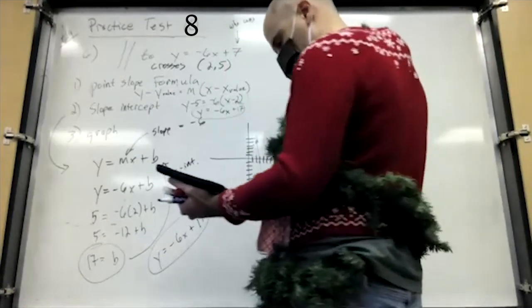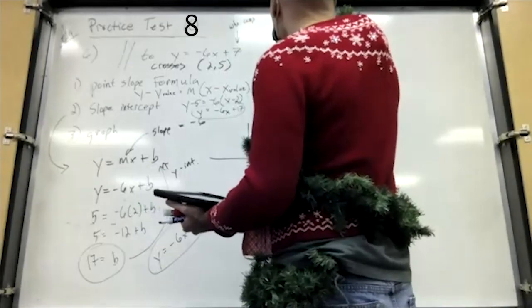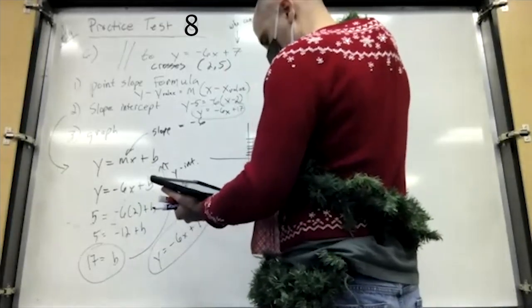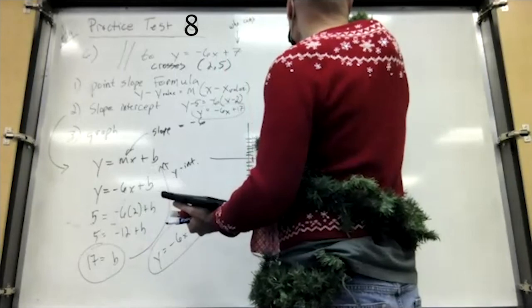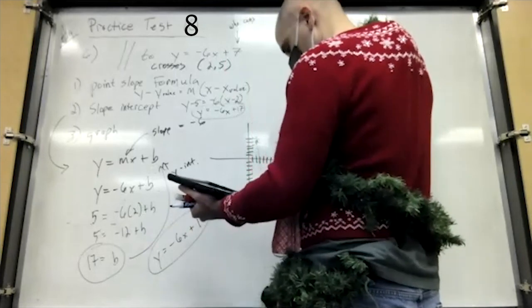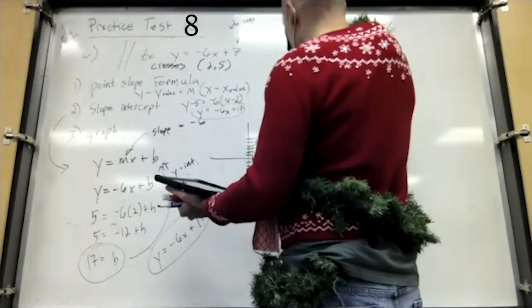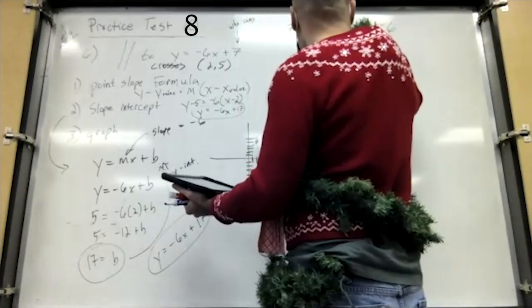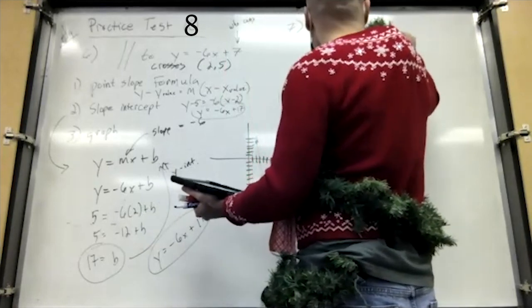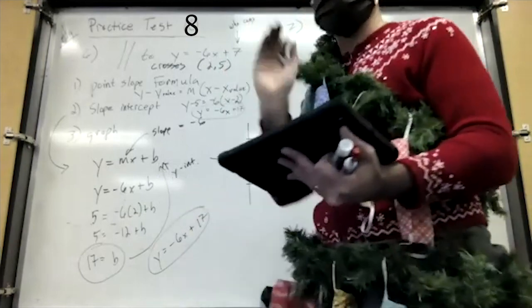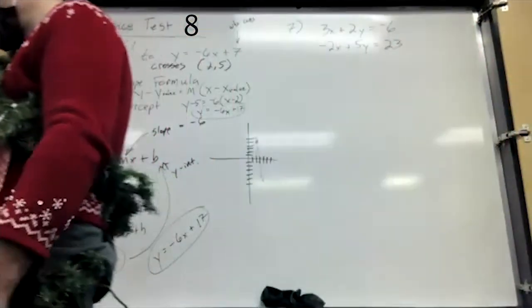Okay, number 7. Solve and classify the system. Here's what it is. 3x plus 2y equals -6. -2x plus 5y equals 23. What are the 4 different ways I could solve this system of equations?